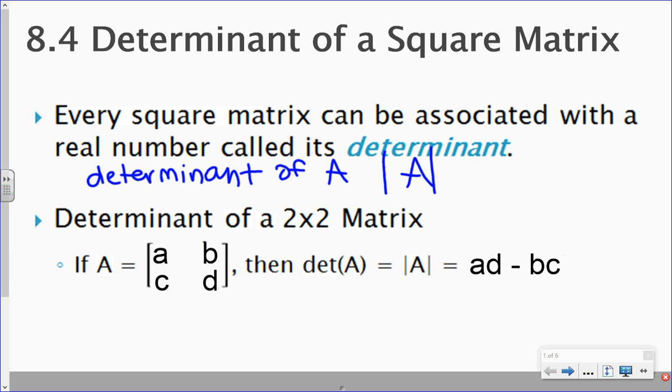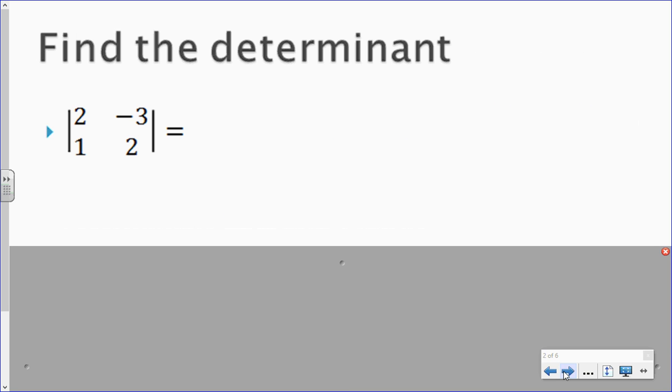Okay, so I'm going to put a matrix up here on the board, and I want you to find it. So write down the matrix and then find the determinant. What I want you to notice is that this looks like a matrix, but do you notice how they're bars instead of the boxes? I don't even need to say find the determinant. When you see those vertical bars, it automatically tells you you are finding the determinant.